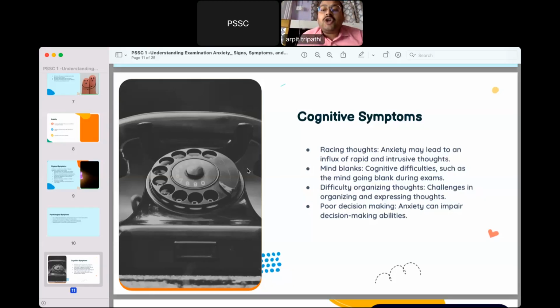Difficulty organizing thoughts, challenges in organizing and expressing thoughts. The child finds it difficult to organize their thoughts and to express what they feel, what they have, and what is going on in their life. Poor decision making. Children who face anxiety can have their decision making abilities affected for some time.